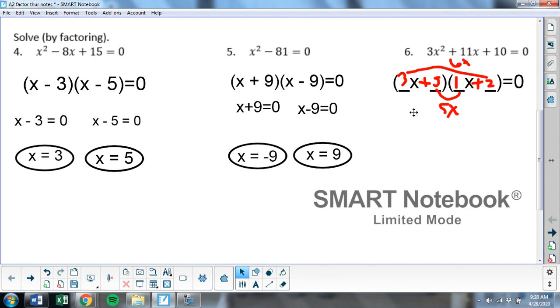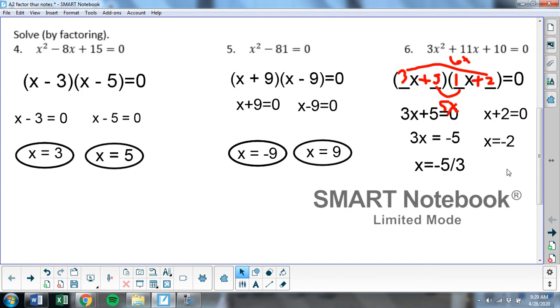It's equal to 0. Now, just like I did over here in questions 4 and 5, I'm going to set this factor equal to 0, and I'm going to set this factor equal to 0. So 3x plus 5 equals 0, x plus 2 is 0. And then I'm going to solve these separately. So over here, this is going to be a quick one. You're just going to get x equals negative 2. Over here, subtract 5 on both sides, divide by 3. And so those are my two answers, negative 2 and negative 5/3. I would just leave your answer as a fraction.